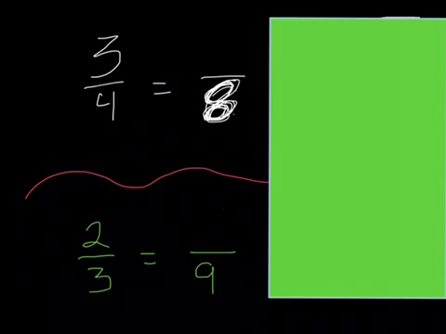I'm going to let you decide if you want to do the butterfly trick, logical reasoning, or draw a picture. But I want you to pause the video. I want you to try to solve and find the missing numerators to make this equation true. And then push play when you're ready, and we're going to go over it.